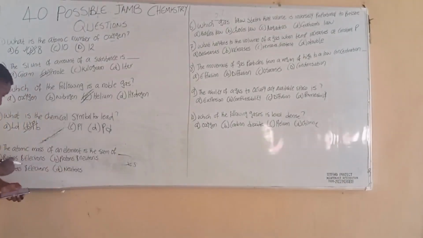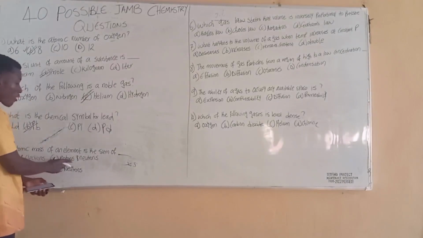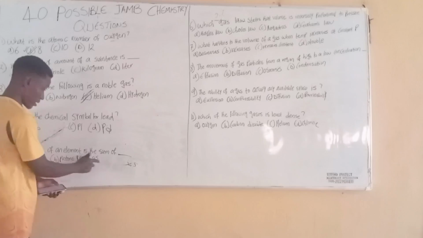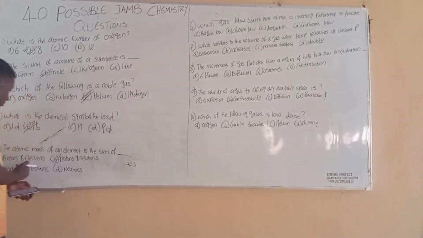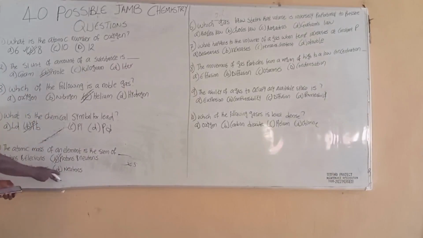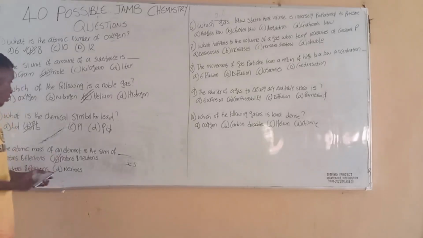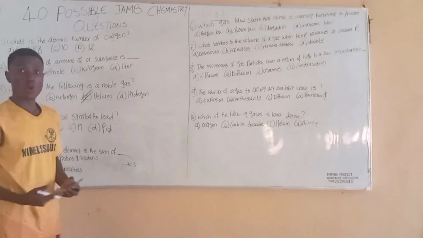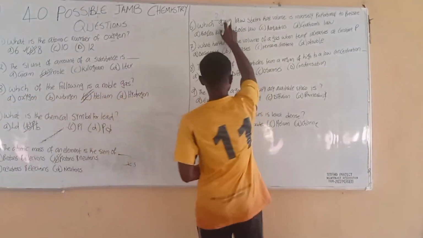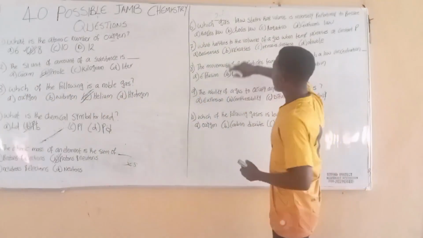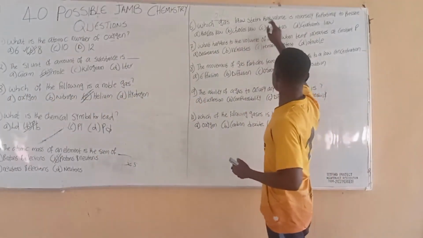A says the sum of the protons and electrons, wrong. B, the sum of protons and neutrons, which is correct. And C says neutrons and electrons, which is wrong. And D, the sum of neutrons, ultimately wrong. So the correct answer here, the atomic mass of an element is simply the sum total of the protons and neutrons.